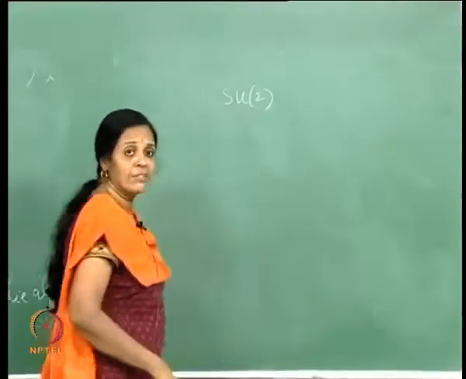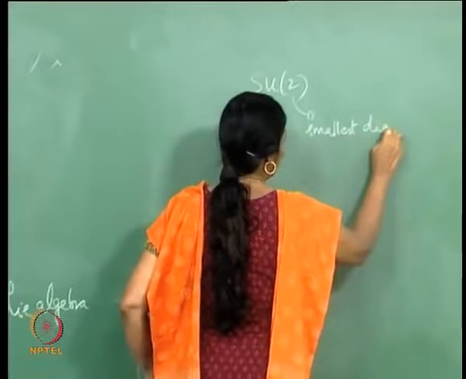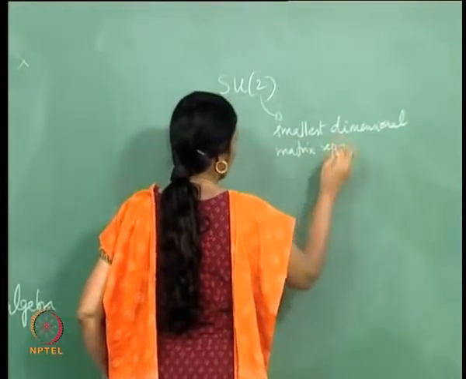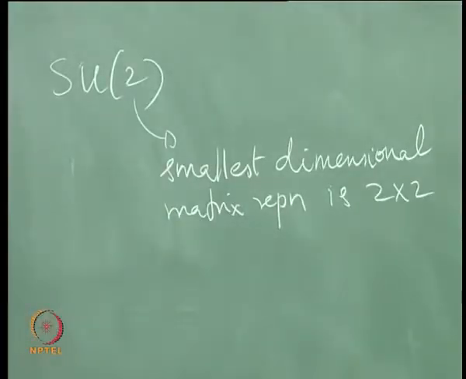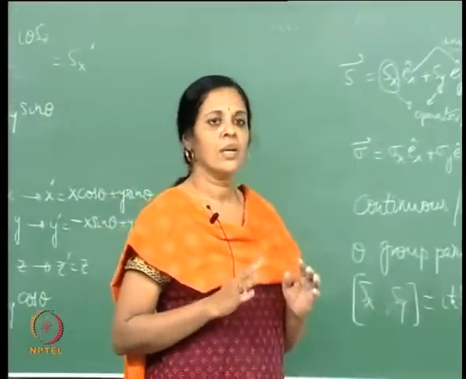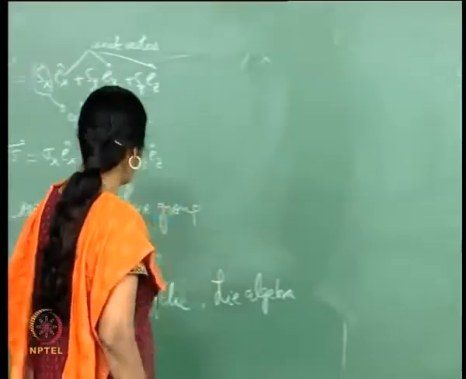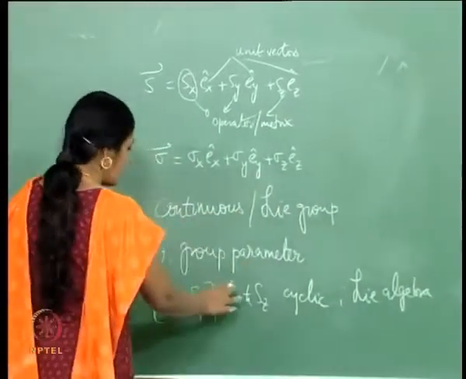Unitary because I have been working with unitary matrices, 2 because the smallest dimensional matrix representation for Sx, Sy and Sz is 2 by 2, the Pauli matrices or the spin matrices. Special because a unitary matrix in general has determinant +1 or -1, and in this case it is possible to choose all of them to have determinant +1, and that is what is meant by SU2, the special unitary group of transformations. And you can see that the spin matrices naturally obey this SU2 algebra. This is the SU2 algebra.